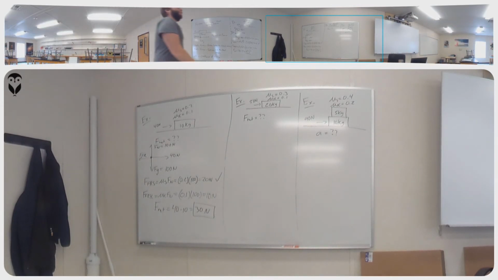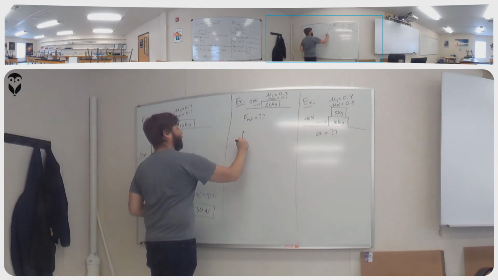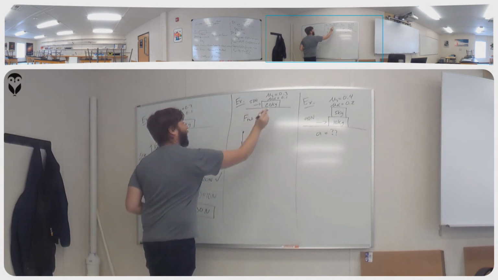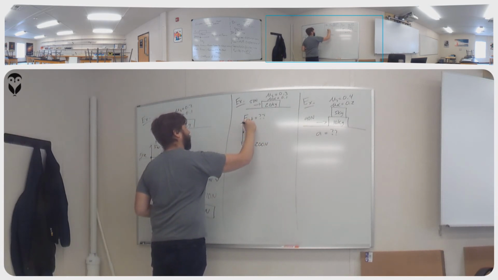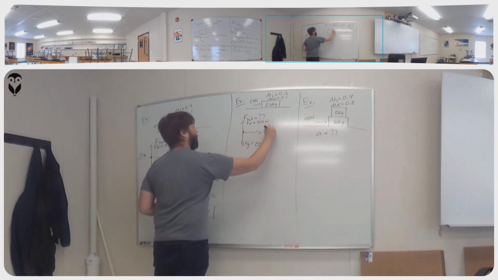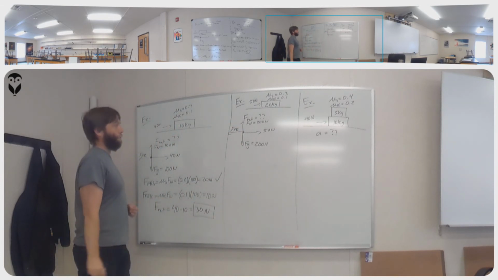Okie dokie. First thing, free body diagram. Always start with the force of gravity. 20 multiplied by 10, which makes 200 newtons. That means the normal force is 200 newtons. We're applying a force of 50 newtons. Friction is going to oppose that.